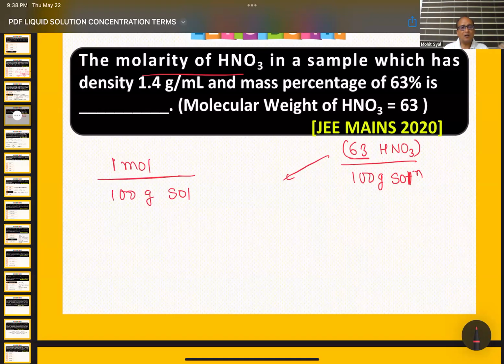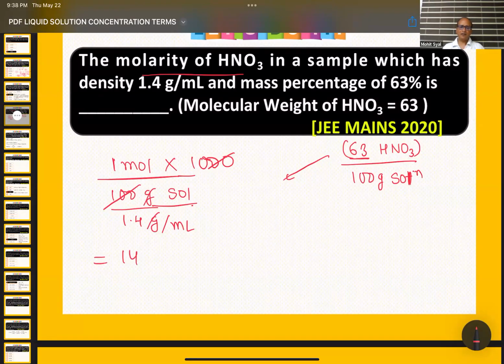But in molarity, in the denominator, we need volume. So we divide this mass by density, that is 1.4 gram per ml. Because this is in ml, I will multiply it by 1000 to make it liters. So this 1.4 will go in the numerator. It is going to be 40. Yes, correct. Got it? So this is how I'm going to proceed.